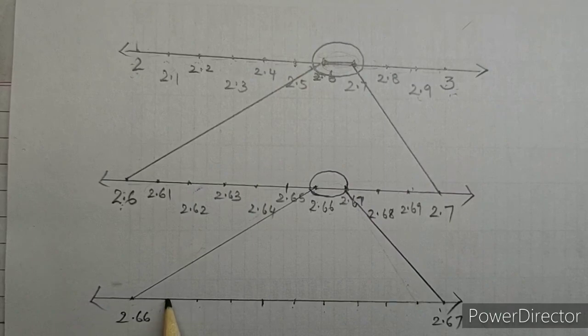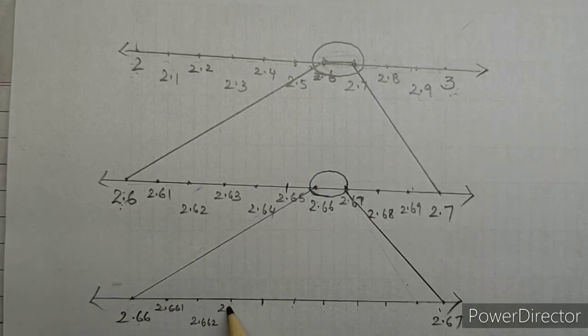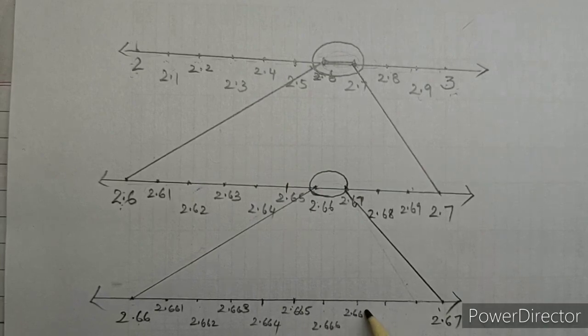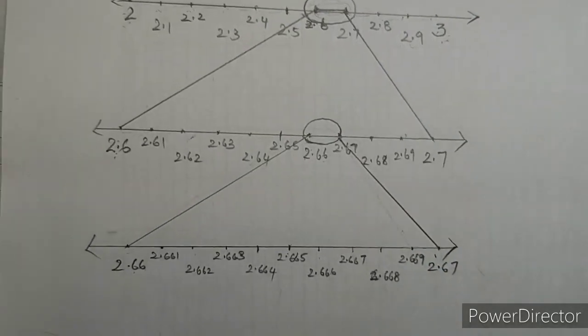In between, what will be the first point? 2.661. Second one will be 2.662, 2.663, 2.664. The middle one is 2.665. Next 2.666, 2.667, 2.668 and 2.669. So this is the new number line.